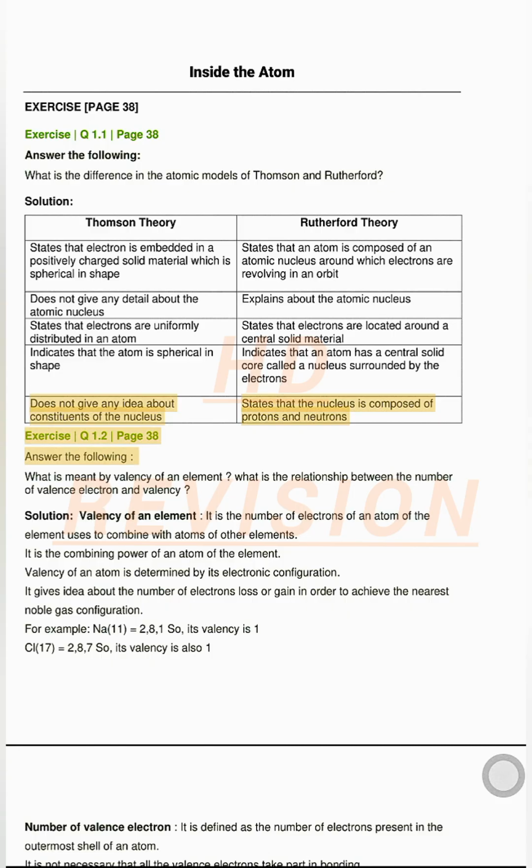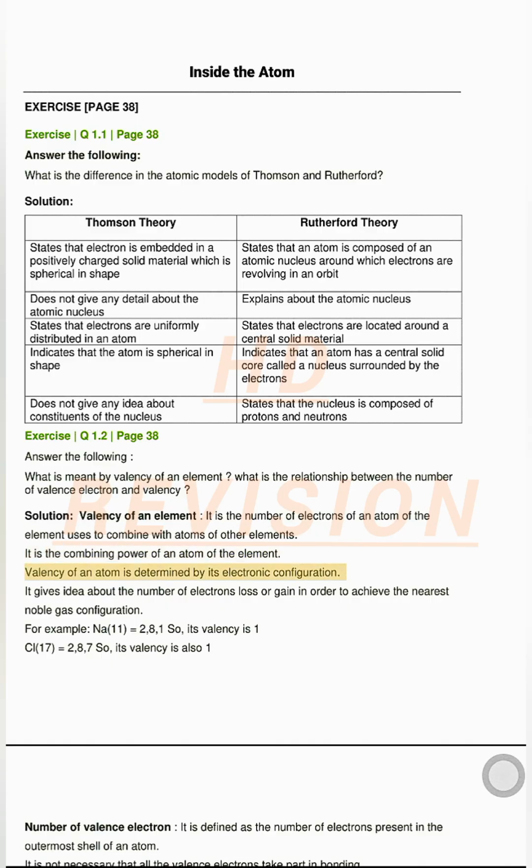Exercise Q1.2, page 38. Answer the following. What is meant by valency of an element? What is the relationship between the number of valence electrons and valency? Solution. Valency of an element: it is the number of electrons of an atom of the element uses to combine with atoms of other elements. It is the combining power of an atom of the element.